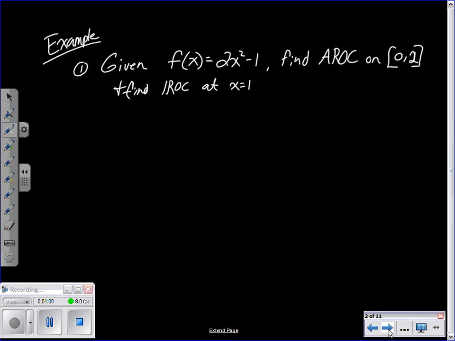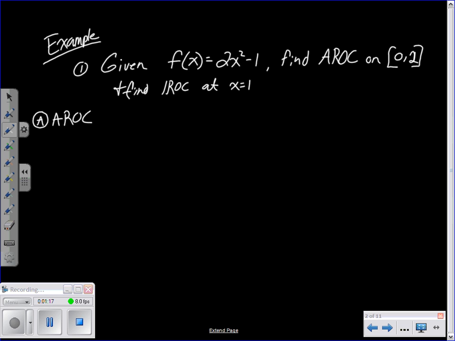Given the function f of x equals 2x squared minus 1, we want to find the average rate of change over the closed interval 0 to 2, and we're also going to find the instantaneous rate of change at x equals 1. So over here, we'll find a rock.